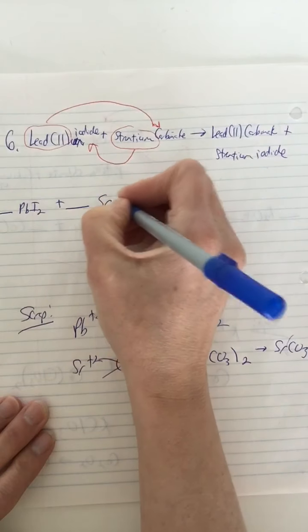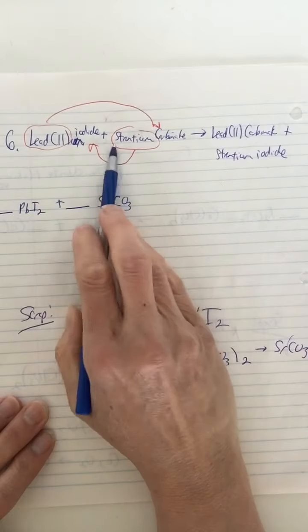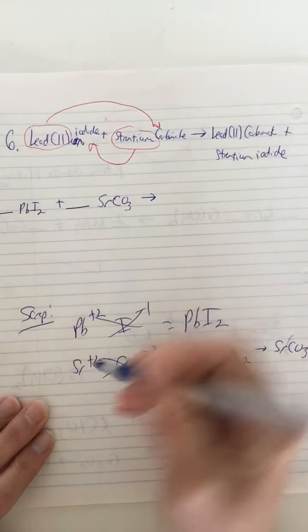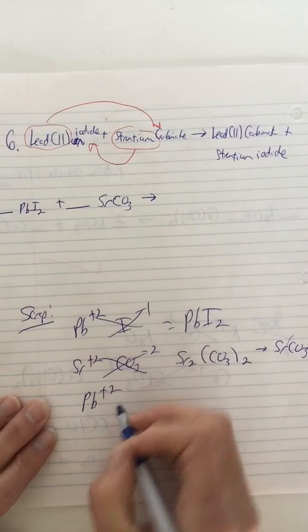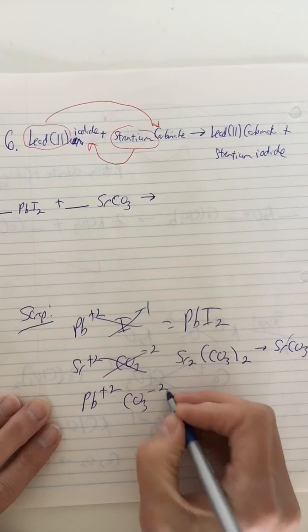So let's just go SrCO3. For strontium carbonate, we're going to yield lead 2 carbonate. Well, let's see what that looks like. Lead 2 is Pb2+. Carbonate, CO3 2-. We already looked that guy up.